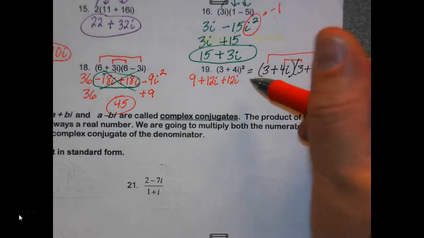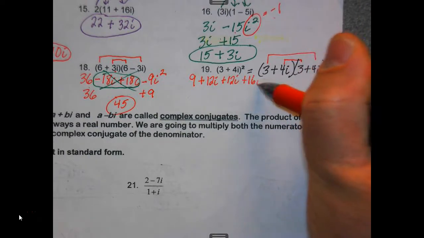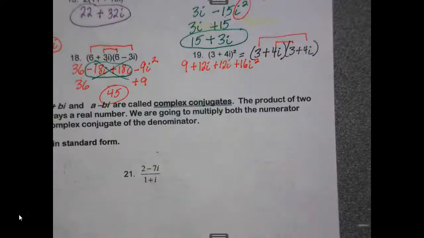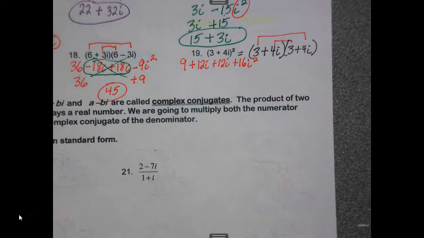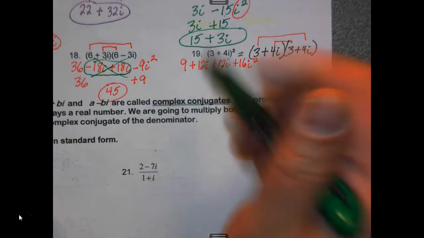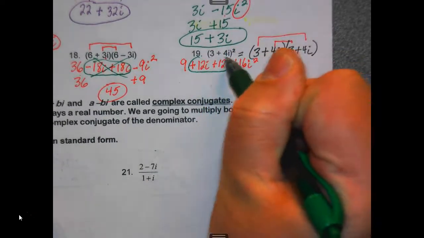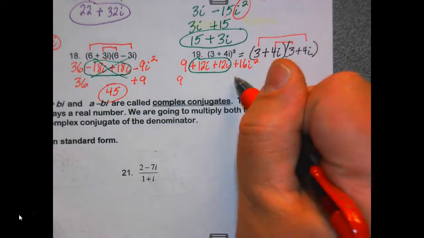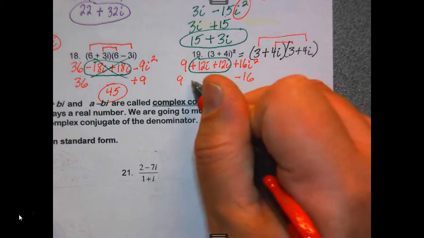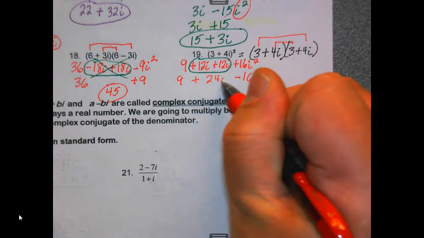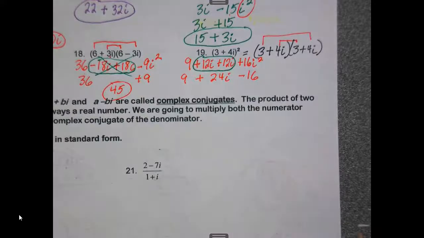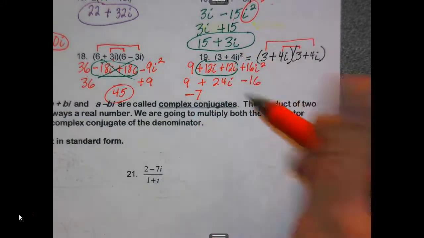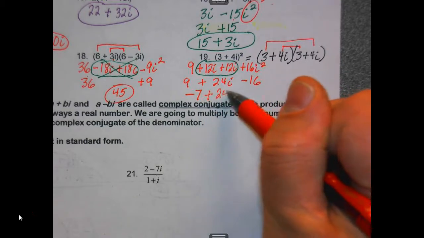4i times 4i. 16i squared. Yep, that's what it is. Okay, combine middle two terms. Okay, so we have a 9, we have a minus 16 plus 24i. They don't cancel out, they don't have different signs. What's 9 minus 16? And then I have my 24i.